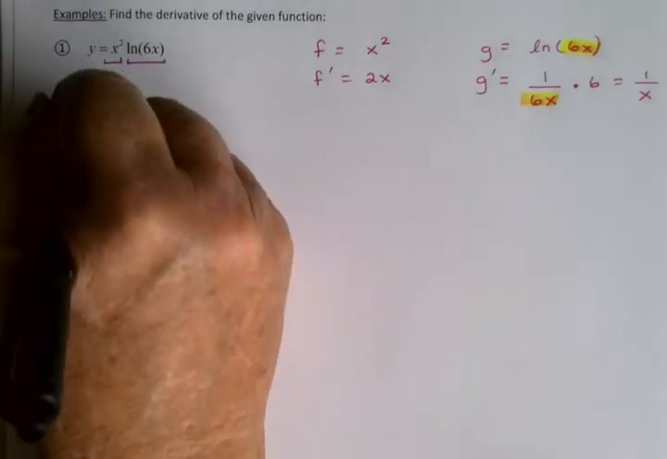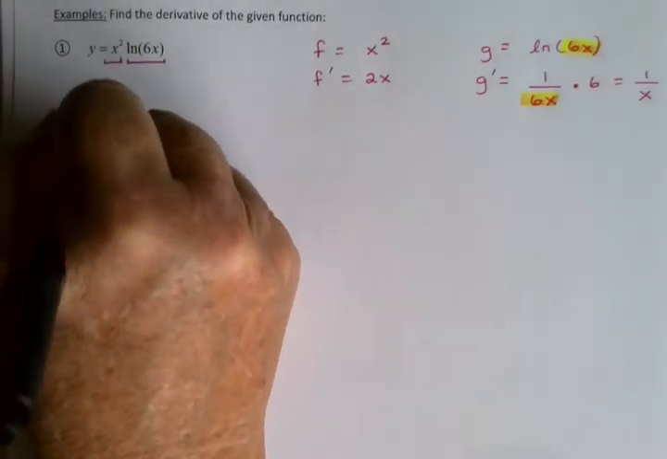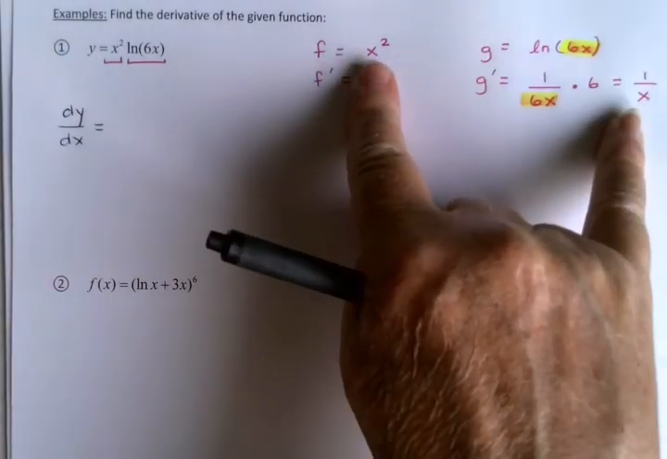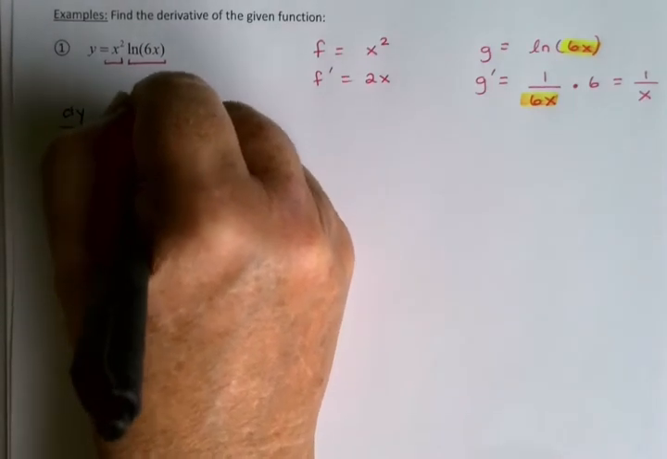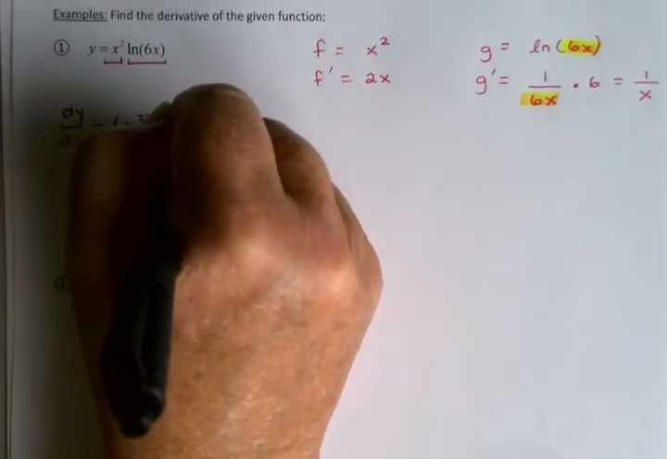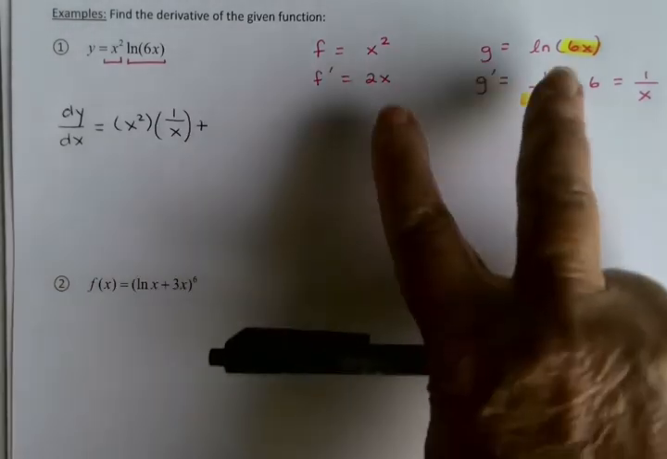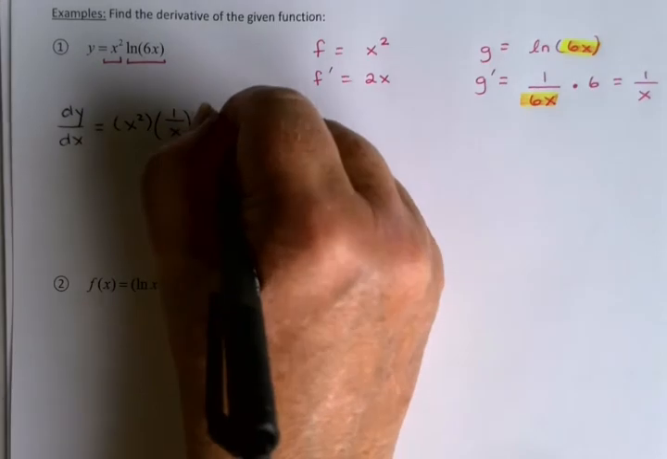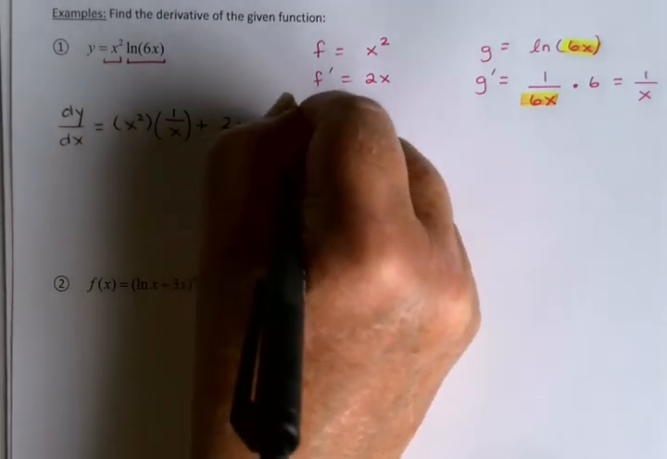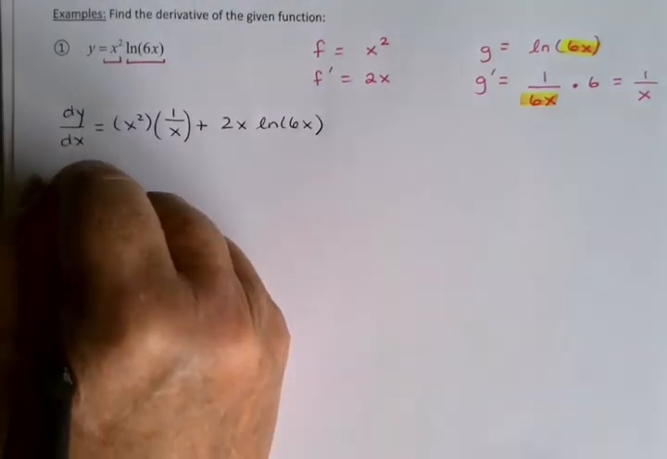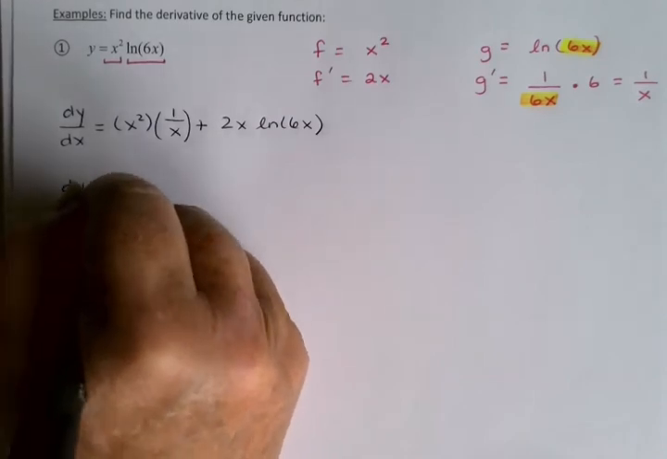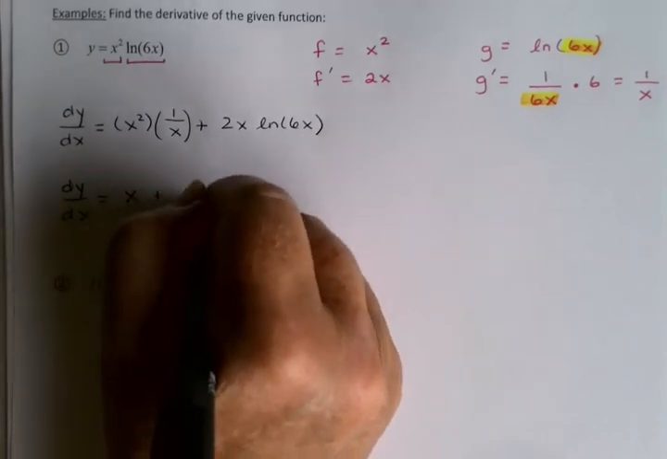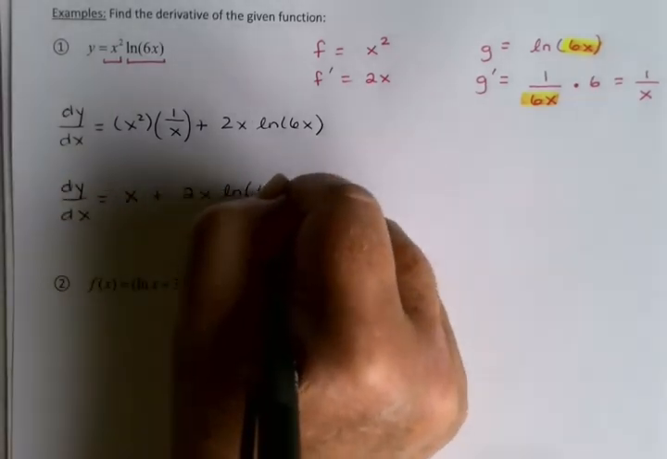So, dy/dx. f g prime, x squared times 1 over x, plus g f prime, 2x times ln 6x, and I can let one of those x's divide out, and I get x plus 2x natural log 6x.